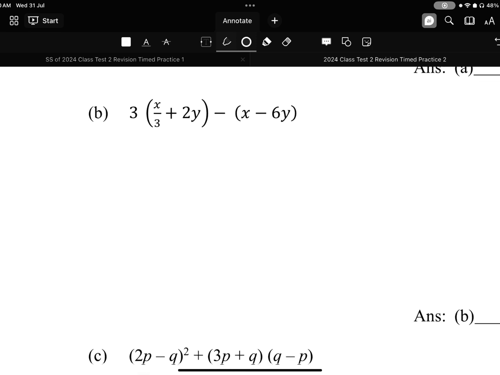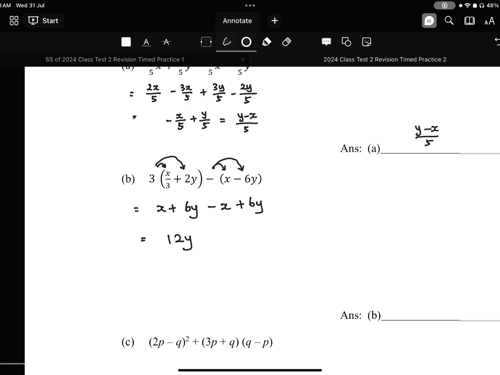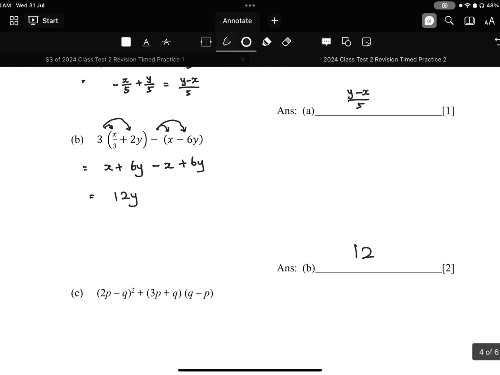Okay, now the next one. This one is just your good old distributive law, right? So we distribute this in, and then we distribute this in, right? So what happened? 3 times x over 3 is x plus 6y. Negative x, negative multiply with negative, give us a positive 6y. Okay, so we will end up with 12y. Right? Okay, so I write 12.